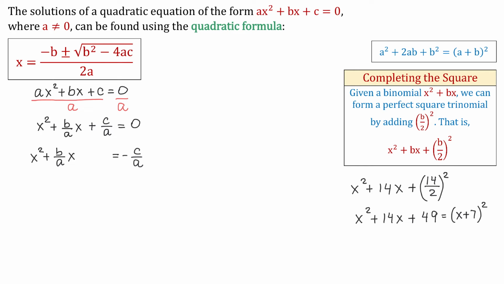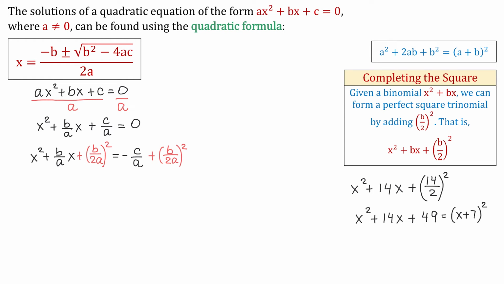In our equation, the number in front of x is b over a. If we divide b over a by 2, we will get b over 2a. And now this number has to be raised to the second power. So if on the left side we add b over 2a all to the second power, then we will form a perfect square trinomial. Also, in an equation, if we add a number to one side, we have to add the same number to the other side. So on the right side, we will also add b over 2a all to the second power.